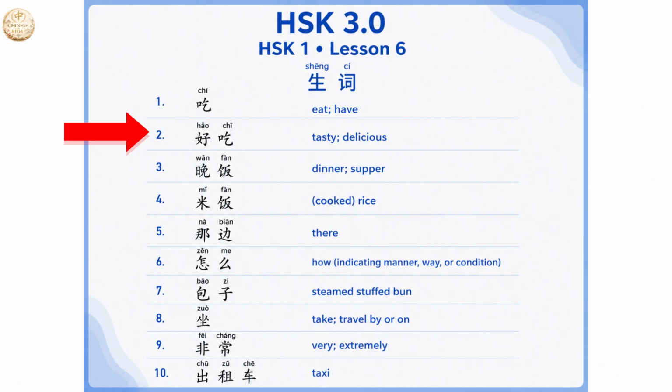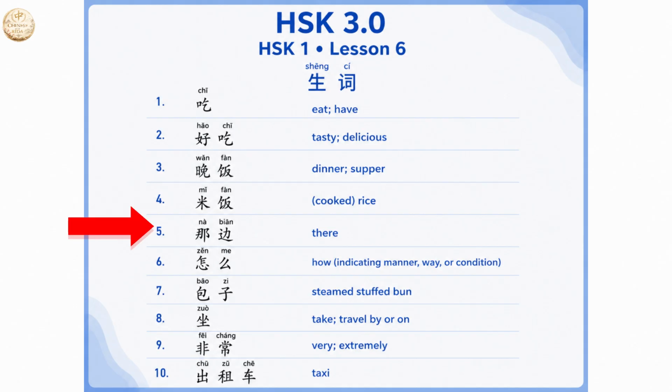In Chinese logic, if it is good to eat, we say hao chi. So you will use this quite often when you try Chinese food. Next, wan fan, dinner. Wan means evening or late. So your evening meal is dinner. 吃晚饭, to eat dinner. Next one we have 米饭. This specifically refers to the white steamed rice you see in a bowl. Remember, in China, 米饭 is the soul of almost every meal.